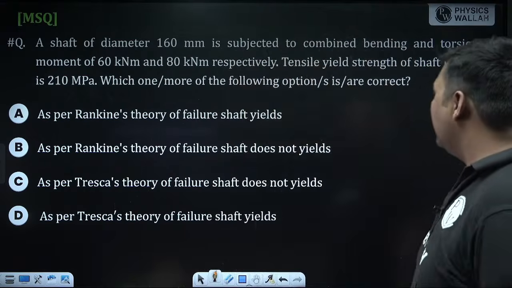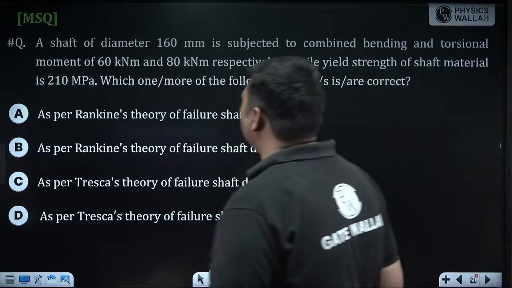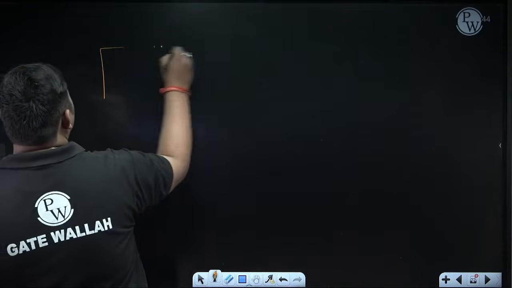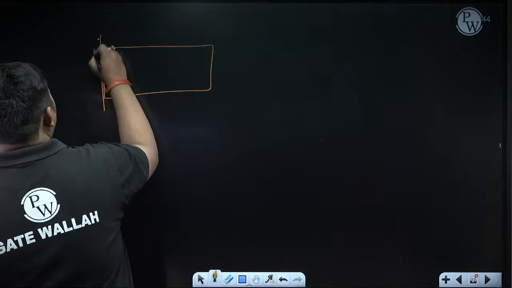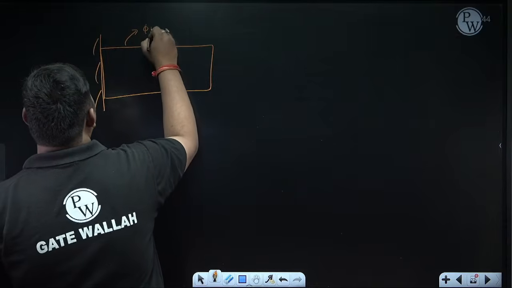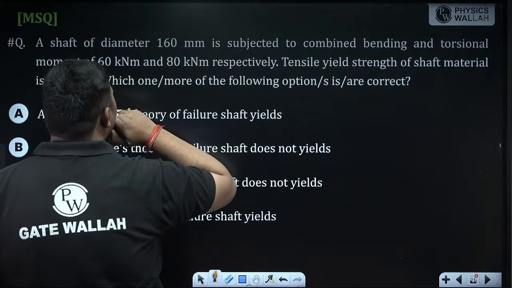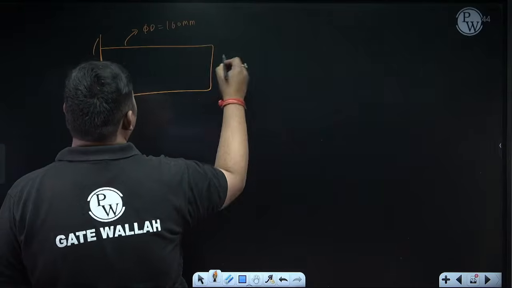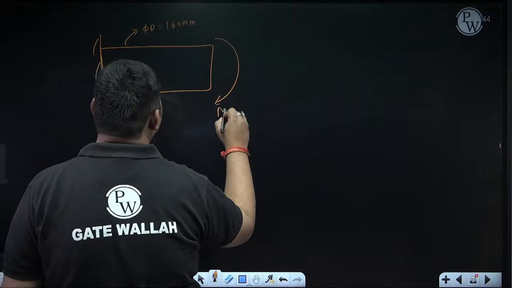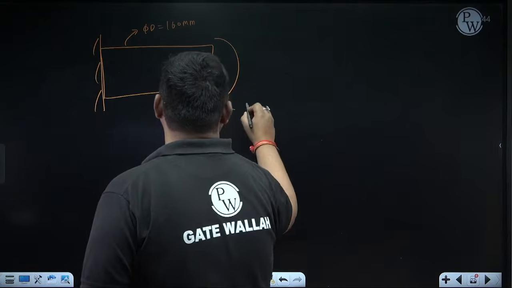Okay, see, it is a case of combined bending and torsion. So suppose this is the shaft. The diameter of this shaft I am denoting as D. It is 160 mm. Okay. Now it is subjected to combined bending moment. Suppose bending moment is same throughout, that I am denoting as M. It is 60 kilonewton meter.